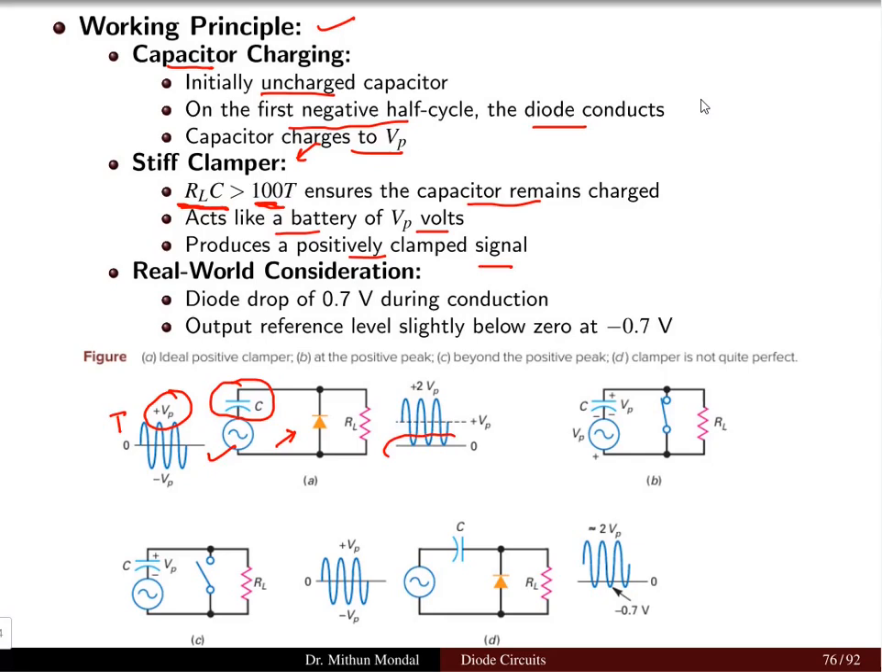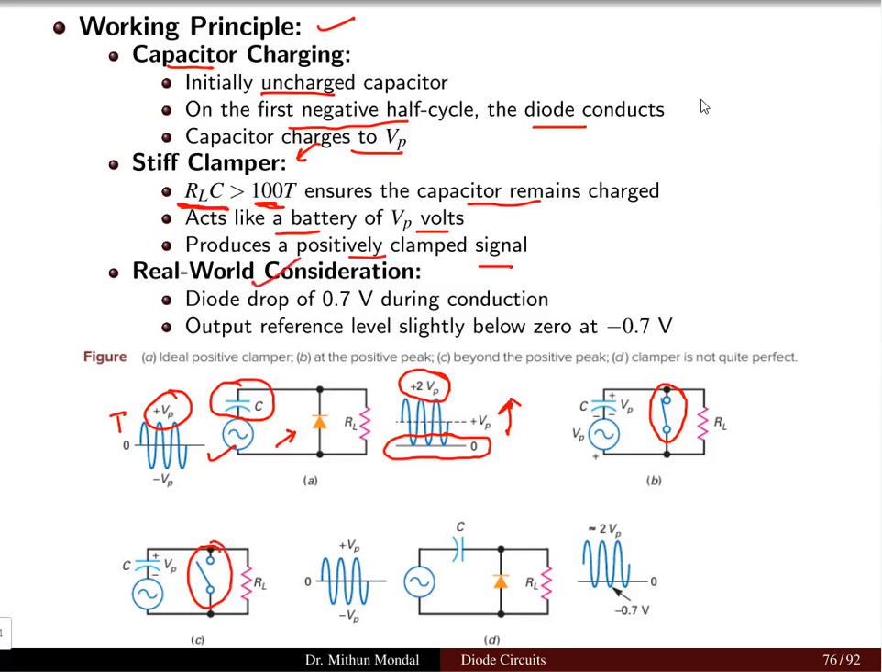So you can see that at the output, it will shift the voltage upward from the zero level, and you will get the maximum voltage as plus 2 Vp. The diode will act as a closed switch in the forward bias condition, and as an open switch in the reverse bias condition.